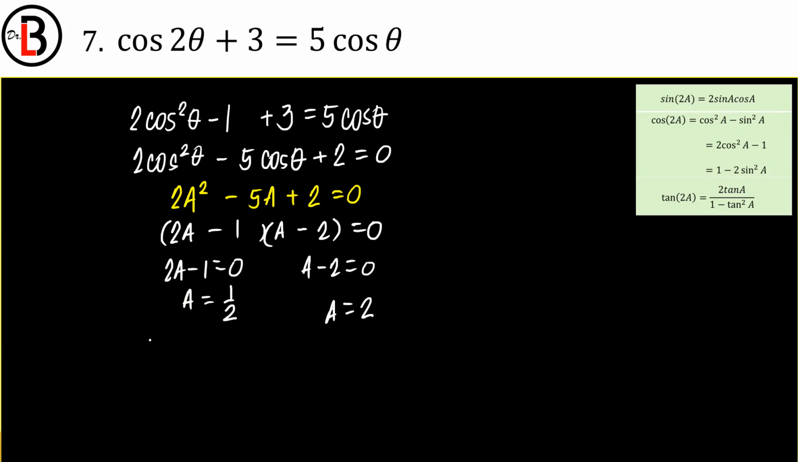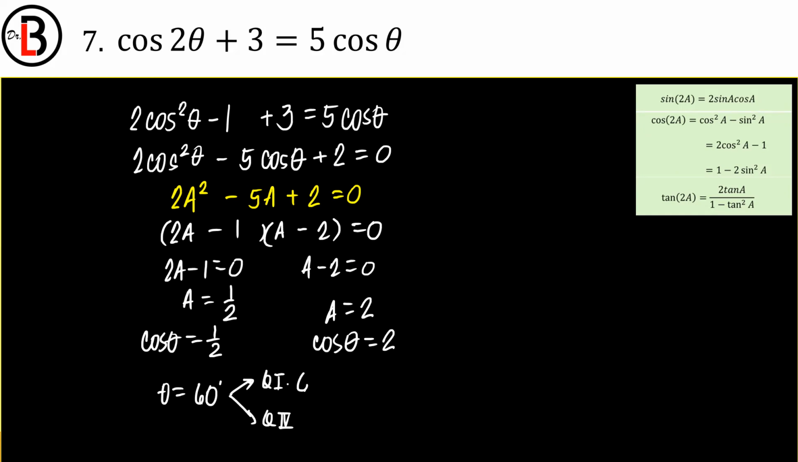Then what is a? A is cosine of theta. So cosine of theta equals 1/2, and cosine of theta equals 2. Cosine is positive, so you know that theta, if you solve, will give you 60 degrees. Cosine is positive in the first quadrant and in the fourth quadrant. So in the first quadrant, that's just 60. In the fourth quadrant, that's 360 minus 60, or 300 degrees.